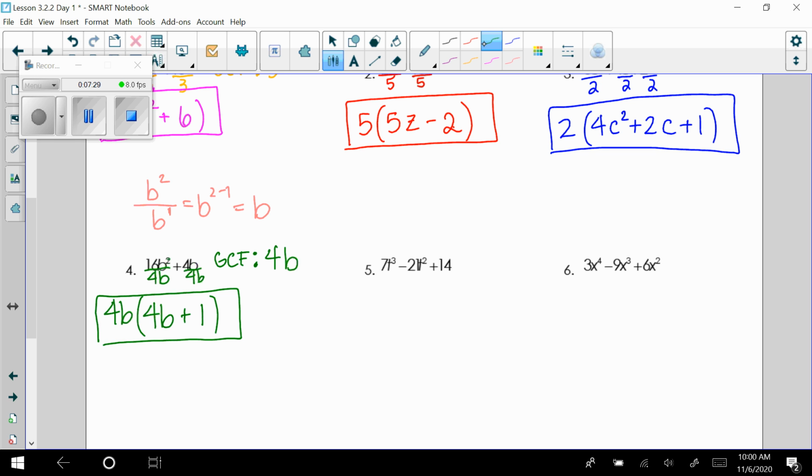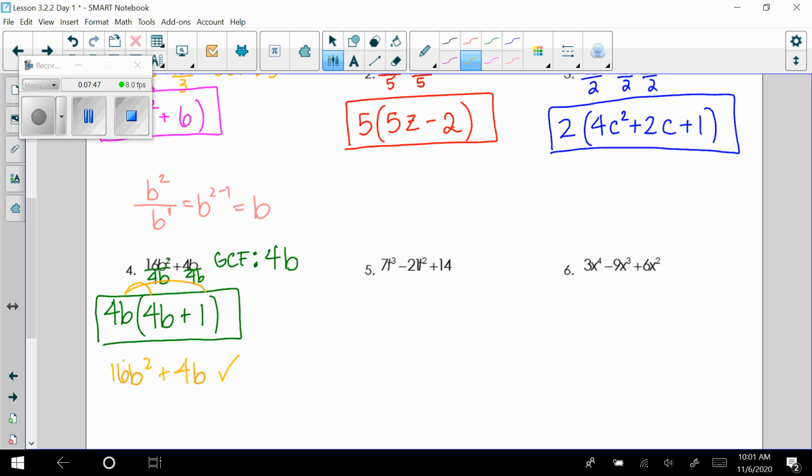If you're unsure, remember, you can always try and distribute this back out and make sure that you end up with the original problem. You would get 16b squared plus 4b, which is what our original problem was, so that is correct.